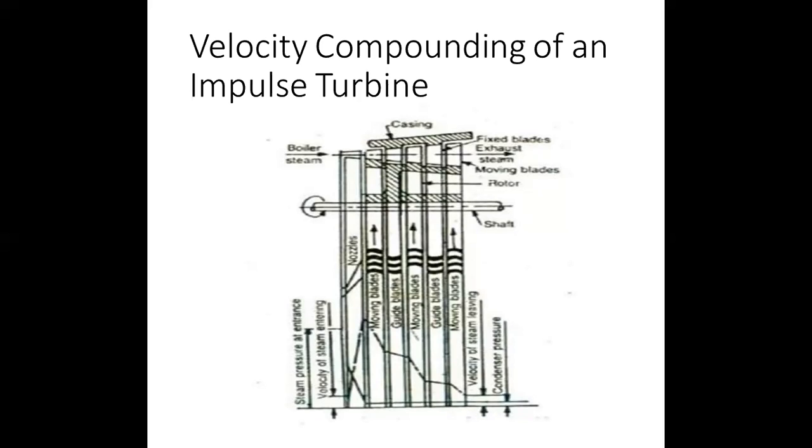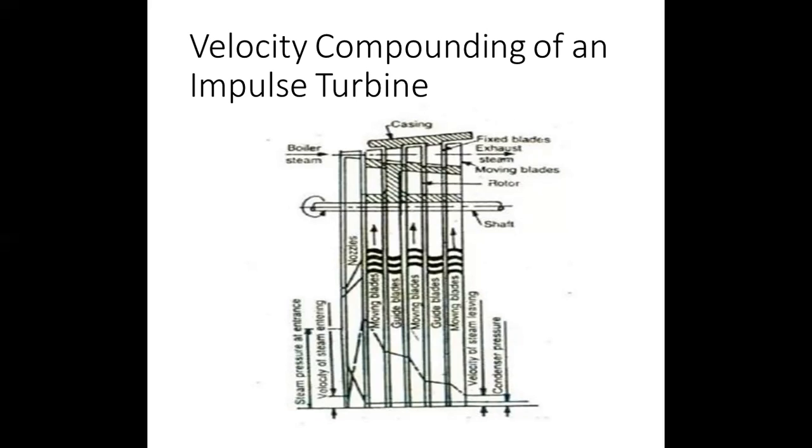The steam, after expanding through nozzles, enters the first ring of moving blades at a high velocity. A portion of this high velocity is absorbed by this blade ring, and the remainder is passed on to the next ring of fixed blades. The fixed blades change the direction of steam and direct it to the second ring of moving blades without altering the velocity appreciably.